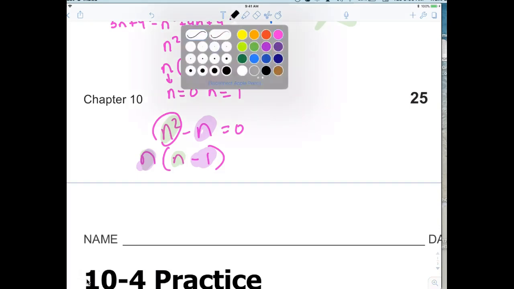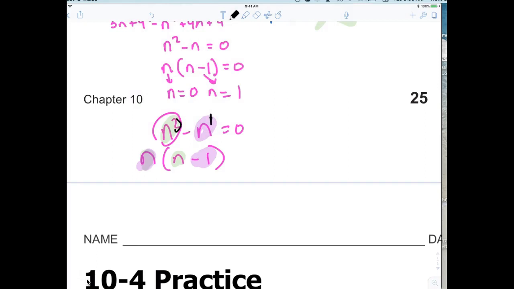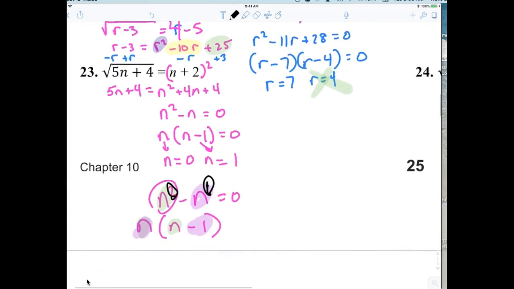Listen to what I'm trying to tell you. There's how many n's here? 2. How many n's here? 1. So pull it out. Good, Connor. What happens to the 5n plus 4? No. What I did was I subtracted 5n and subtracted 4.